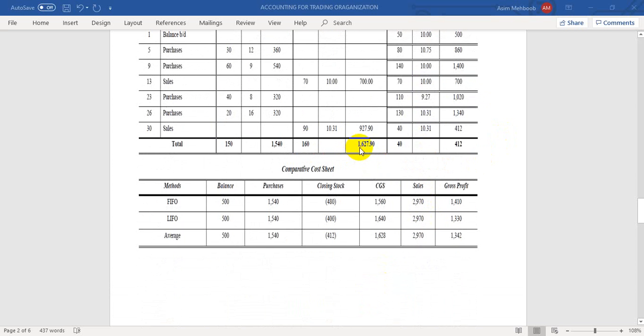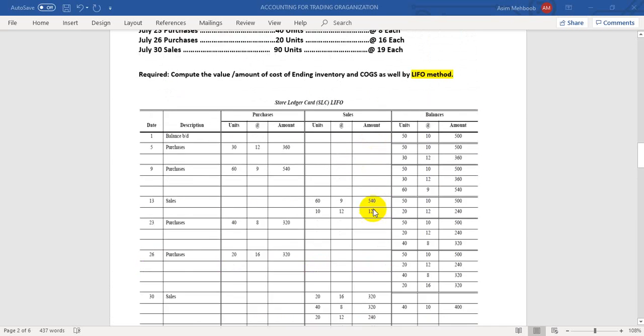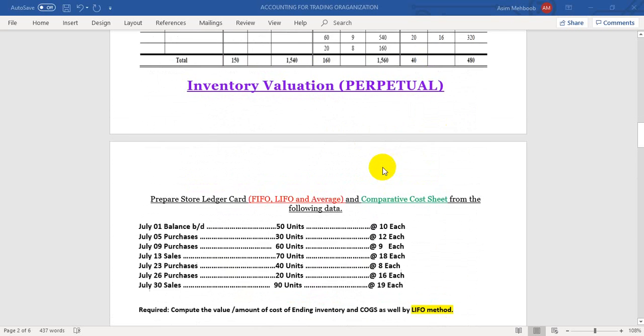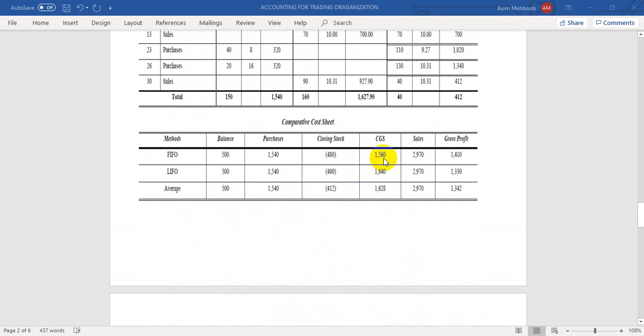Cost of goods sold is changed. 1627 is here, in LIFO 1640 and in FIFO 1560. So sales minus cost of goods sold, you will get gross profit.